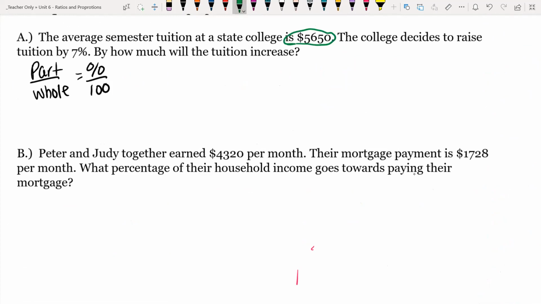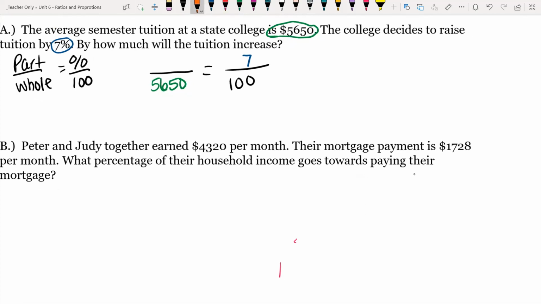So this 5,650 is our whole. That's our whole tuition. We have our percent. They're raising it by 7%. And we always have our 100. So we want to find how much they're raising it by, so we want to find our part. And now we can cross multiply these now that we filled it out.